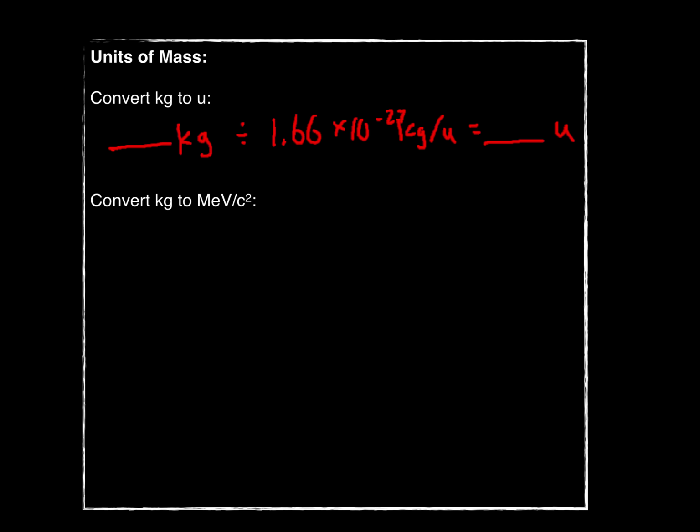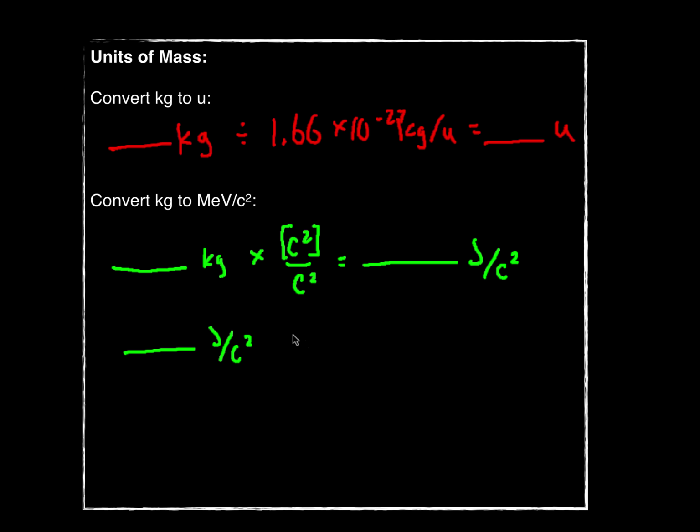Converting from kilograms to mega electron volts per c squared is a little more tricky. We take our value in kilograms and we multiply it by c squared over c squared. Only the top c squared ends up actually being used as a number, and this gives us some value in joules per c squared. Next, we take our joules per c squared and we turn it into electron volts per c squared. To do this, we divide by 1.6 times 10 to the negative 19 joules per electron volt to get our answer in electron volts per c squared.